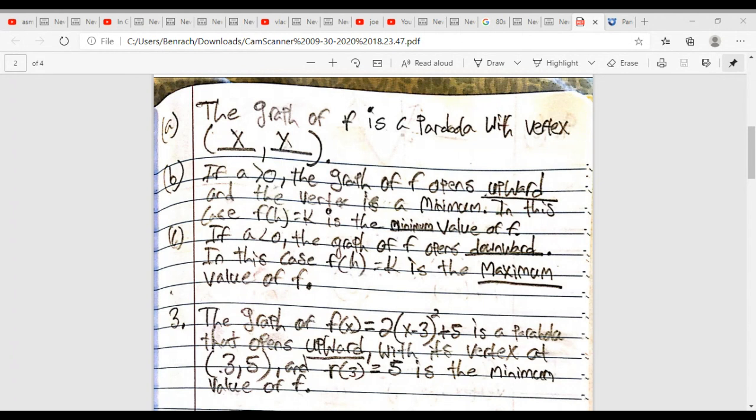Let me give an example: f of x equals 2 times x minus 3 squared plus 6. Can you tell me what's the vertex for this function? That would be 3 and 6. 3 and 6, right? Okay. Yes.